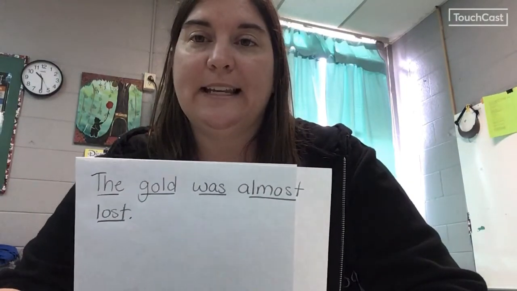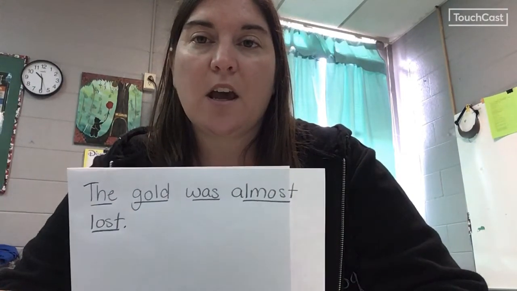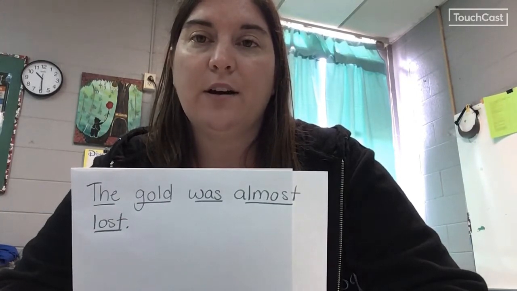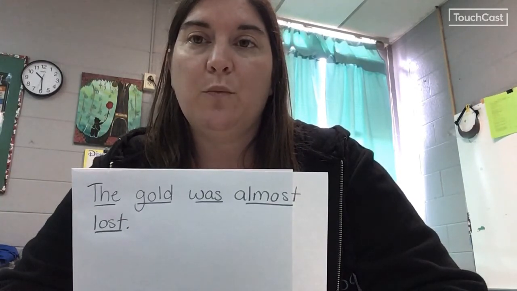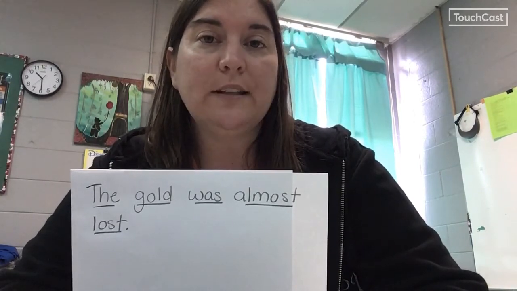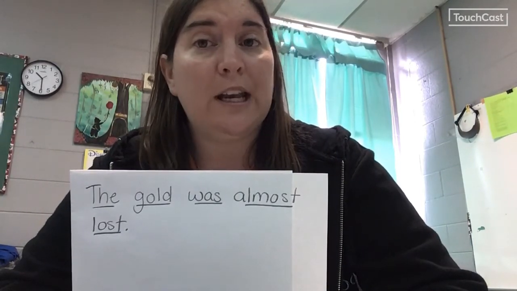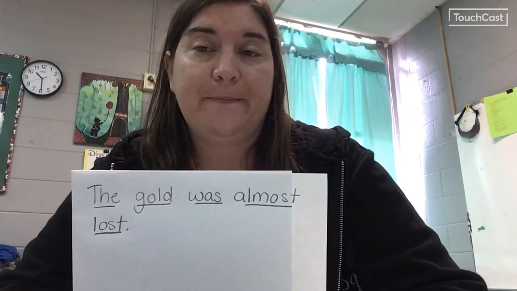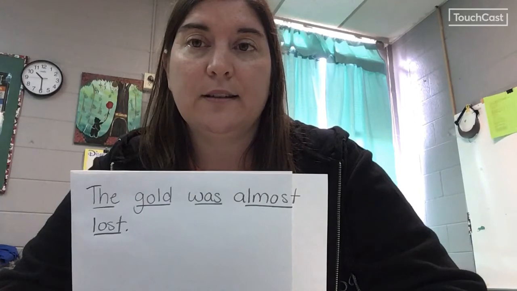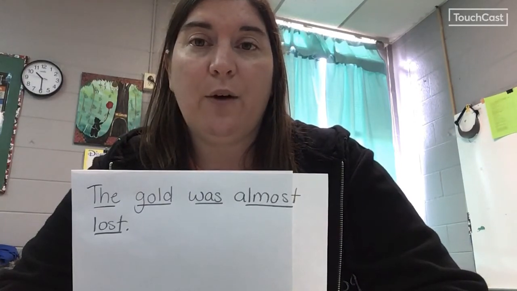Here is our sentence. The gold was almost lost. If you made any mistakes, that is totally okay. Cross it out and write the correction above the word. The gold was almost lost. Pause this video if you need more time.